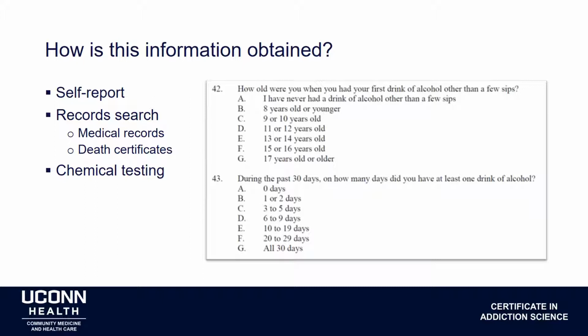We do use records. Vital statistics records, such as death certificates, will list the cause of death, and they'll often include substance-related causes of death, again, whether it's tobacco or alcohol or another substance if someone overdosed. We'll use medical records as well. Now, these aren't as objective as we would like to think. There is some subjectivity to medical records and death certificates, but they do tend to be a little bit better in terms of quality of data than self-report, as long as they're complete.